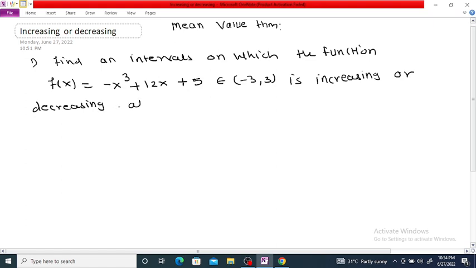Also find extreme values, that is, whether a relative maximum or relative minimum exists.